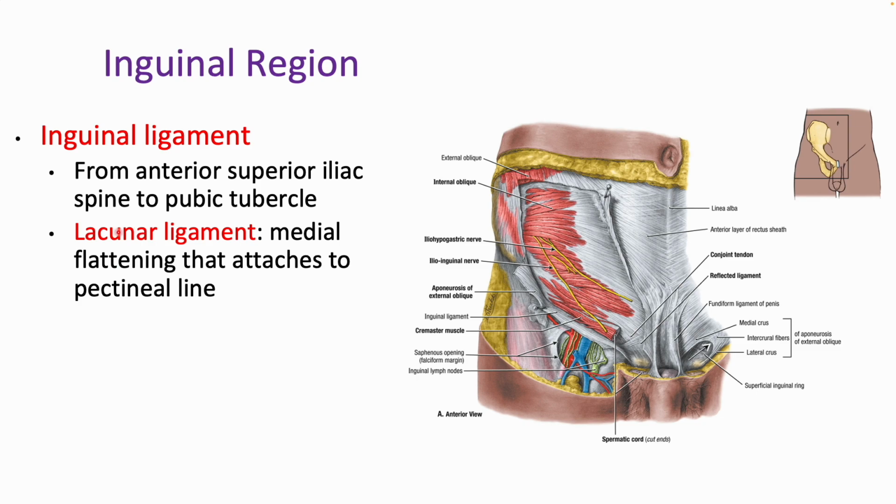We're also going to have our lacunar ligament, which is going to be this medial flattening of it that's going to attach at the pectineal line. So we have our inguinal ligament, and kind of down here medially, it's going to flatten and attach to the pectineal line as the lacunar ligament.